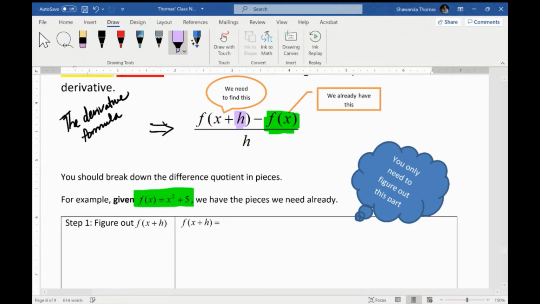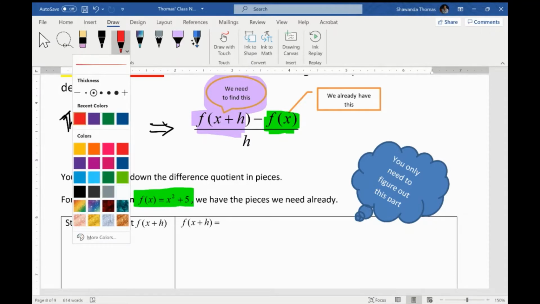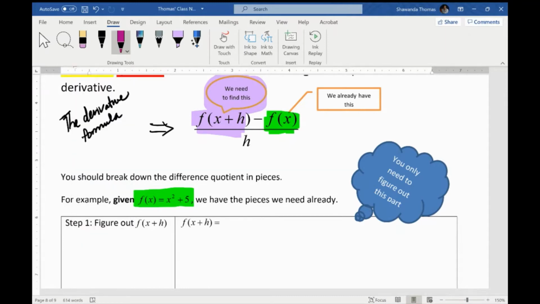We need to figure out what f of x plus h is. We already have f of x. We need to find f of x plus h. We sort of just went over how to do that, but we're going to do it again. Given f of x equals x squared plus 5, what would be f of x plus h? So we're evaluating that function at x plus h. Tell me what to write first.